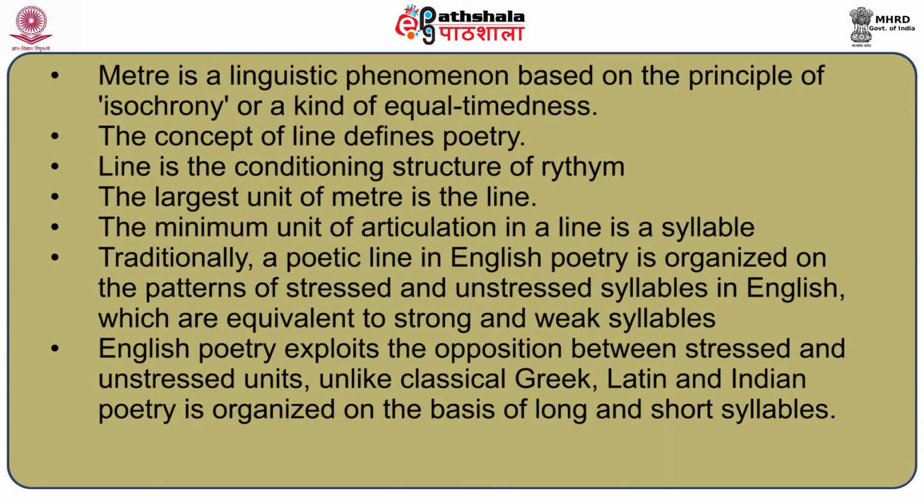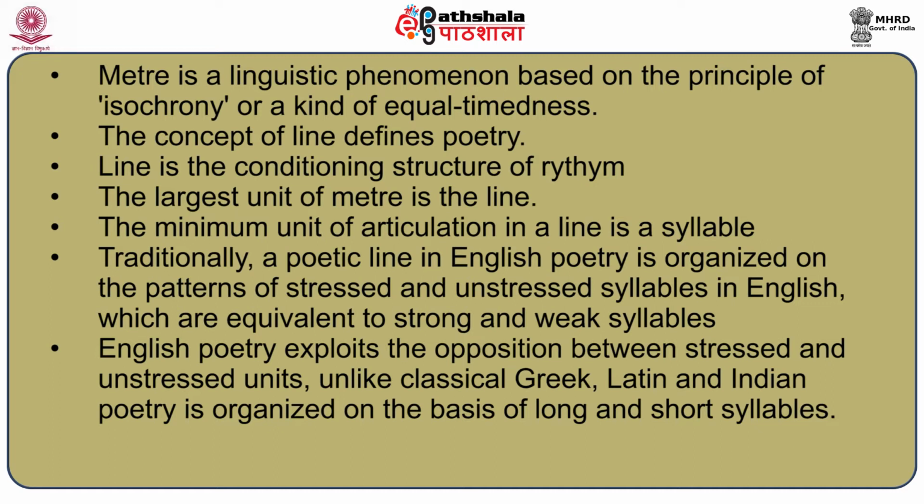So meter is based on the principle of equal timedness, recurrence of stresses, isochrony. It is analogous to musical pulse or heartbeat. In poetry, these equivalences are rooted in the line. What distinguishes poetry from, let's say, a novel or from drama? It is the concept of the line. All poetry is composed in lines. Dramas can also be poetic, so we'll have lines in drama too, if they're poetic, like Shakespeare's plays. Otherwise, line defines a poem. And it is the line that is the conditioning factor of the rhythm.